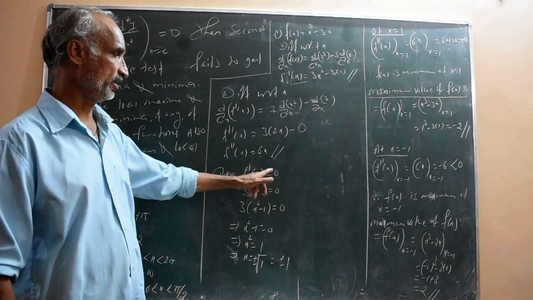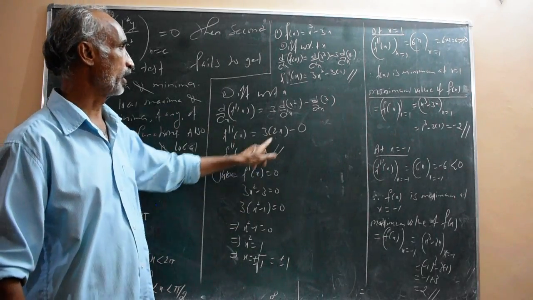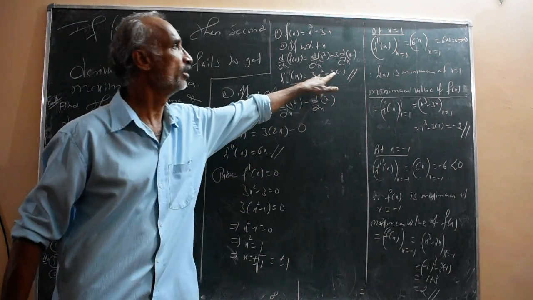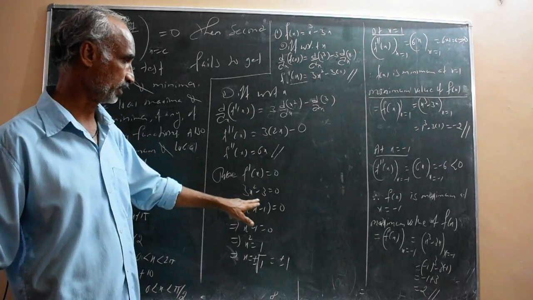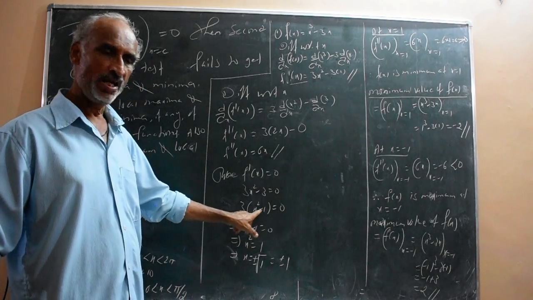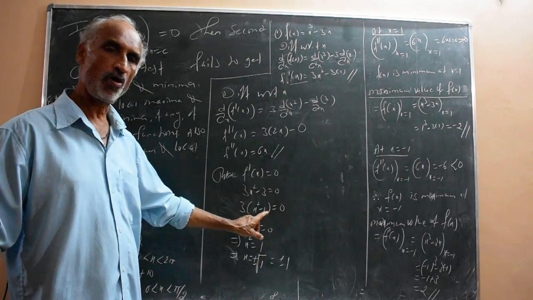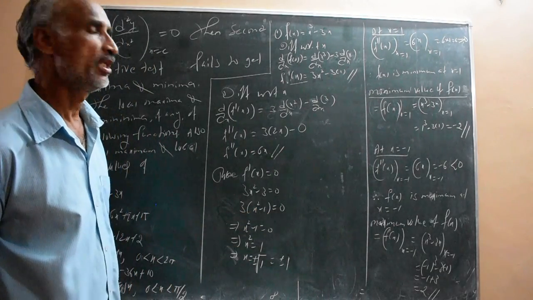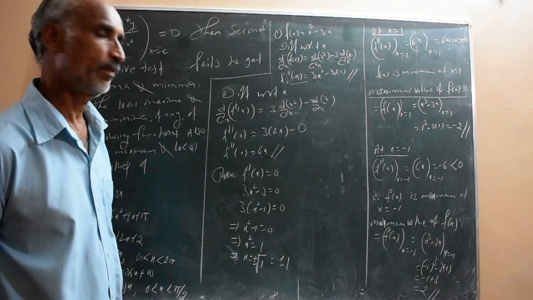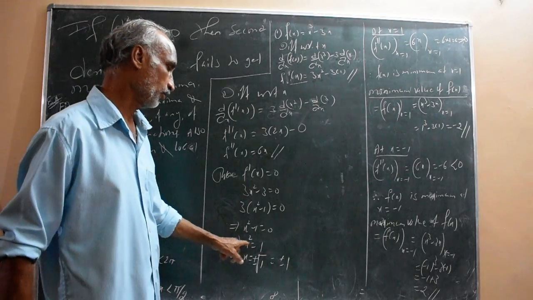Take f dash of x is 0. Therefore 3x square minus 3 is 0. Taking 3 common, x square minus 1 is 0. a into b is 0 means either a is 0 or b is 0, but 3 is 0 is not possible. Therefore x square minus 1 is equal to 0. Therefore x square is equal to 1.